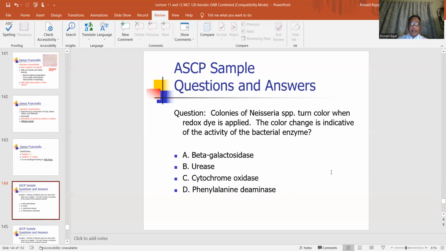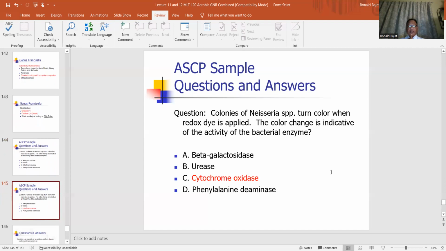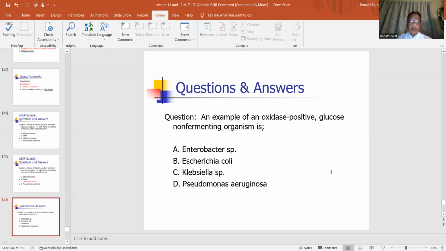All right, ASCP sample questions. Now we're into the review. Colonies of Neisseria species turn color when redox dye is applied. Redox is a combination of reduction and oxidation. The color change is indicative of the activity of what bacterial enzyme? Beta-galactosidase, urease, cytochrome oxidase, or phenylalanine deaminase? The answer is cytochrome oxidase.